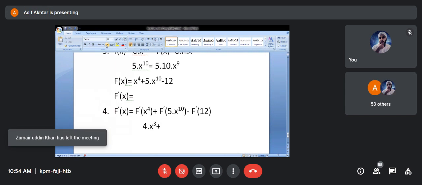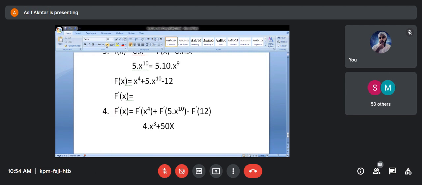plus sign. Then we have 5 into 10, 50x raised to the power 9. Minus 0, and minus, we have the constant, which is 0. So 0, and then you keep it. So the final answer is this only. We have this 9. So the derivative of this function will become this. So I will just keep it here.